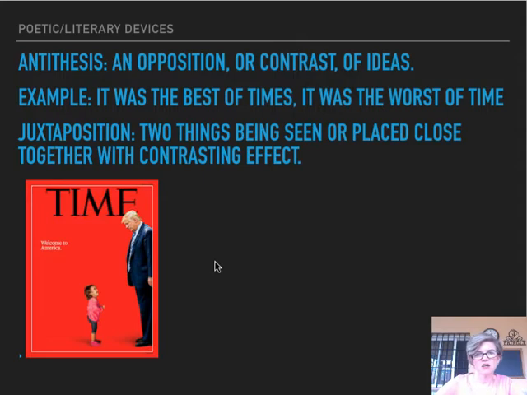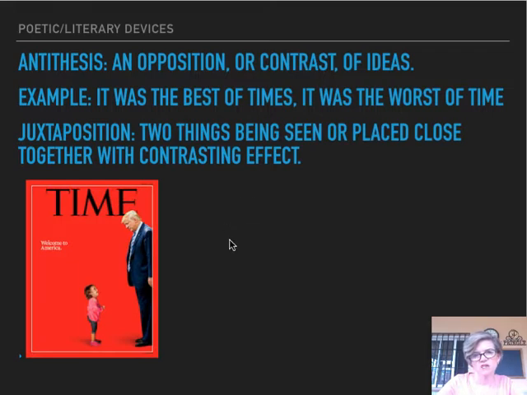All right, next are a couple of terms that have similar meaning, okay? Antithesis and juxtaposition. Okay, antithesis, if you say something is the antithesis of something, it means it's the opposite, or the idea of contrast. Okay, example from Dickens there on the side is, it was the best of times, it was the worst of times.